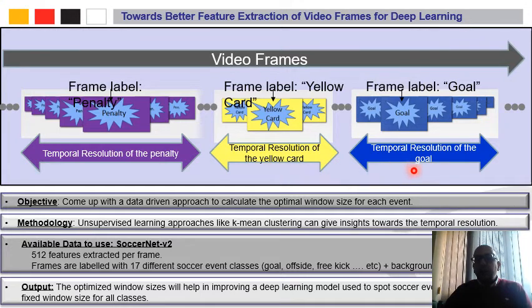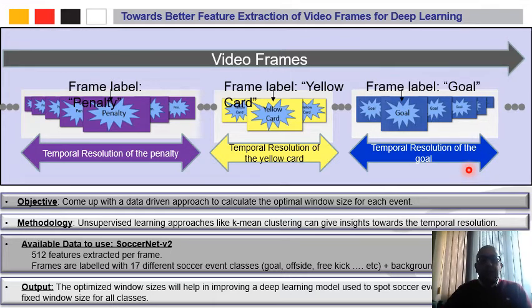The temporal resolution of the goal also includes the celebration, so therefore this also has a different time scale. What Abdurrahman has done so far is that he has worked with equal temporal resolution. It means that when he detects events, he looks into 1 second of data or 2 seconds of data. He doesn't distinguish the time resolution.